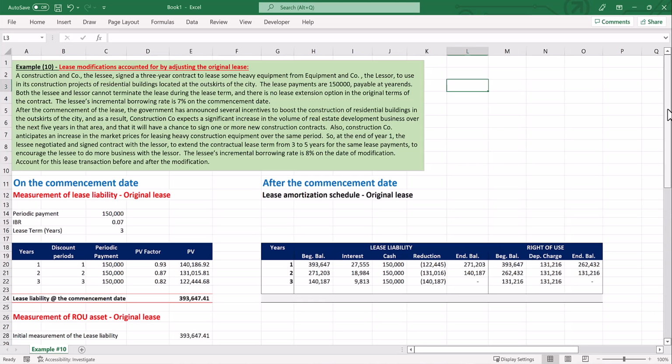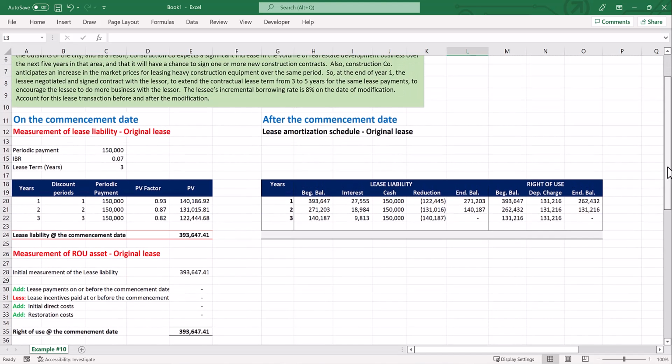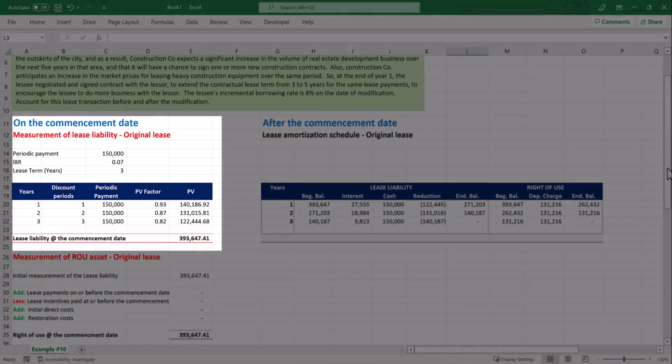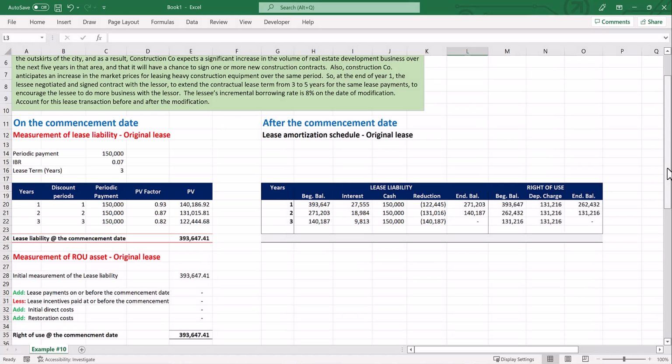The first step is to calculate the lease liability for the original lease. Here is the schedule for that calculation. The present value of the periodic payments of $150,000 over the original lease term of 3 years, with the lessee's incremental borrowing rate of 7%, is $393,647. This is the lease liability of the original lease before modification.